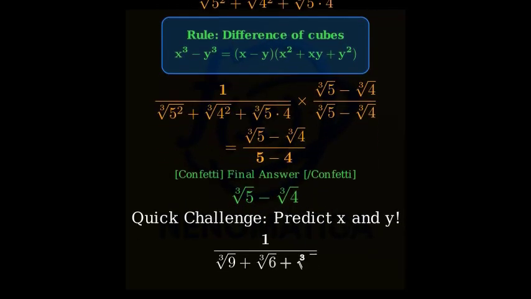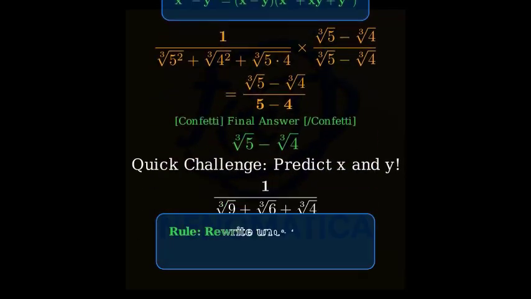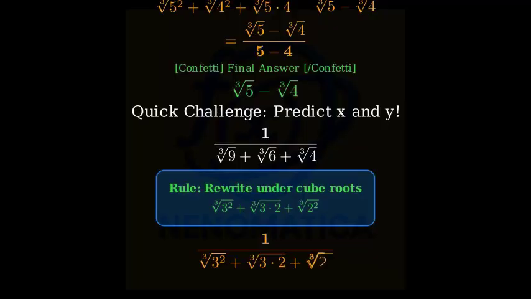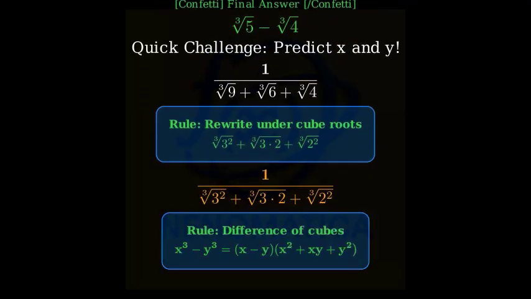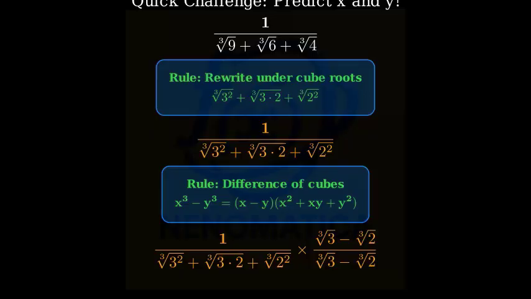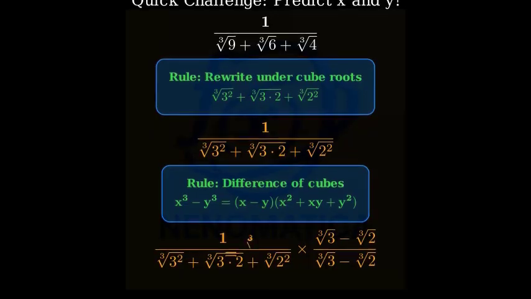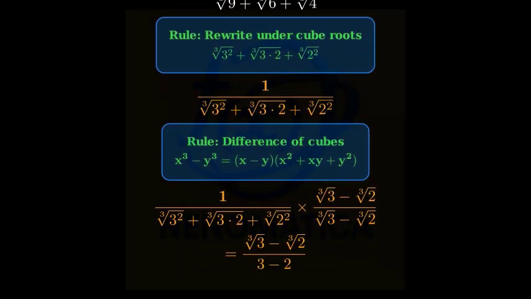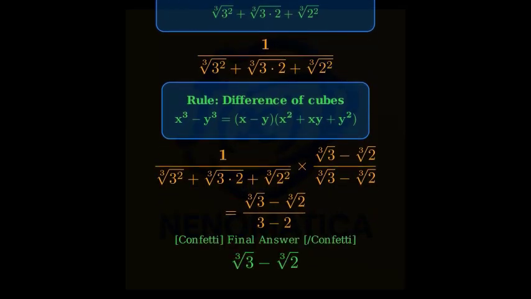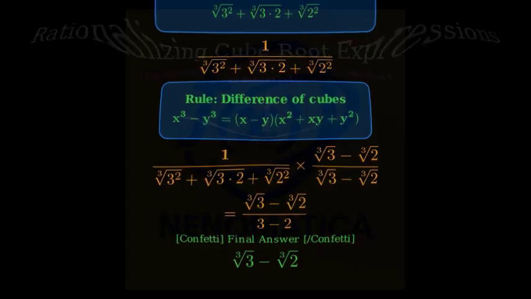Problem 2 follows the identical structure. Rule again. Rewrite the terms under the cube roots to reveal a squared and a product. Apply the rewrite and highlight the changes in orange. Use the difference of cubes with x equal to the cube root of 3 and y equal to the cube root of 2. Multiply by cube root of 3 minus cube root of 2 over itself. The denominator times the orange factor becomes 3 minus 2. 3 minus 2 is 1, so the result is cube root of 3 minus cube root of 2.